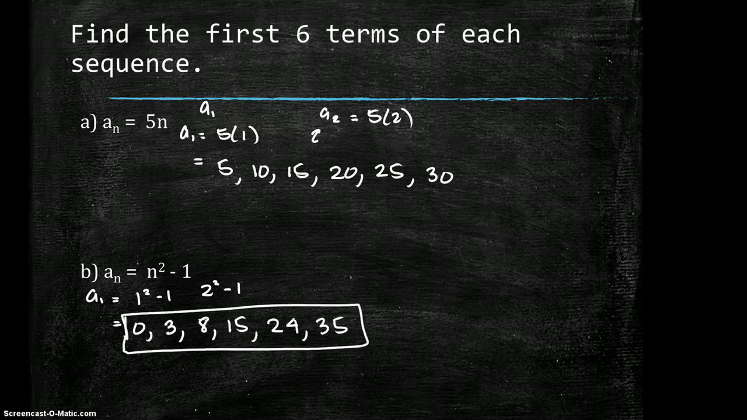Okay, not sure if you pressed pause or not, but if you didn't, you're just kind of a cheater. 3 squared minus 1, I got 8. 16 minus 1, 15, and then so on and so on. So just plugging in, and that's your list of the first 6 terms of this sequence.